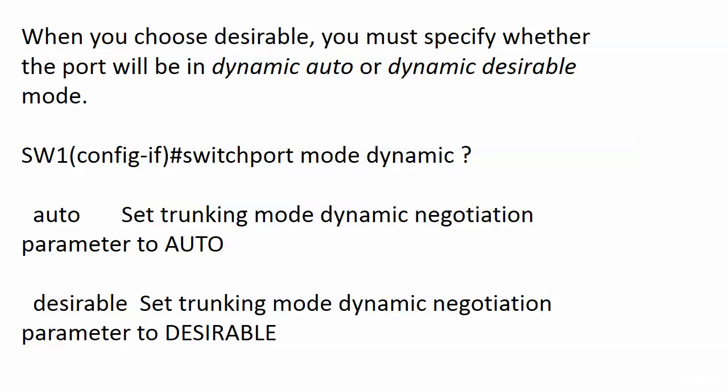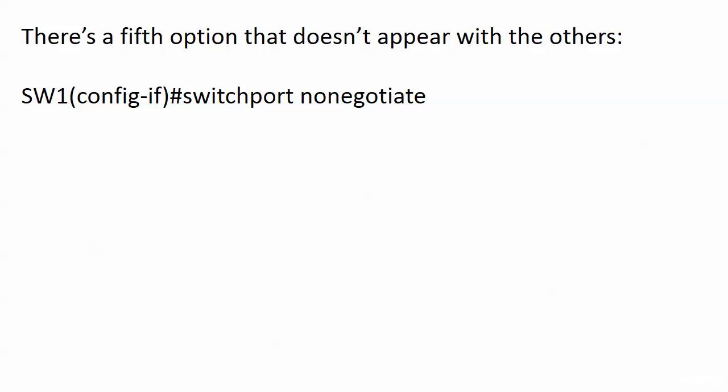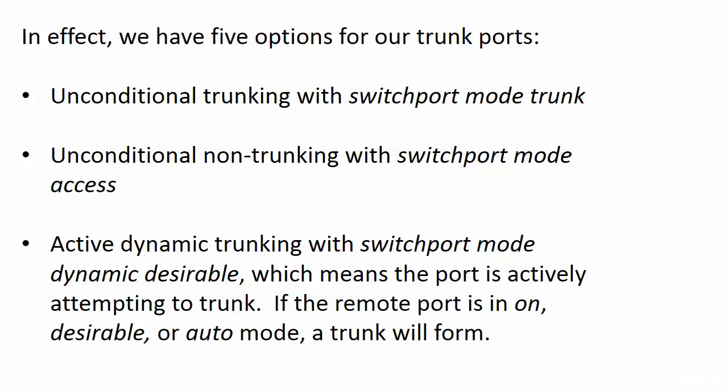So let's talk about what these two modes mean, auto and desirable, because I've got a fifth option that didn't even show up here because it doesn't appear with the others. It's called switchport nonegotiate. So we actually have 5 different options for our trunk ports. Now the first two, easy. Unconditional trunking, switchport mode trunk. Unconditional non-trunking, switchport mode access.